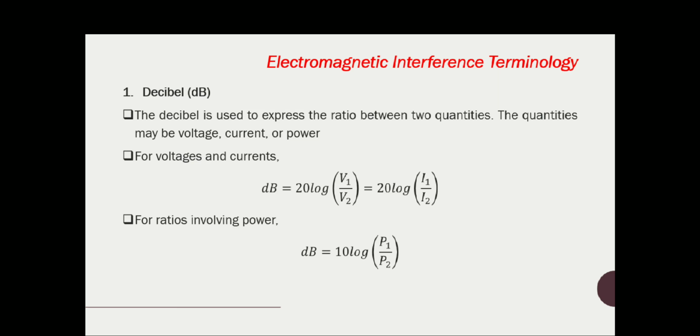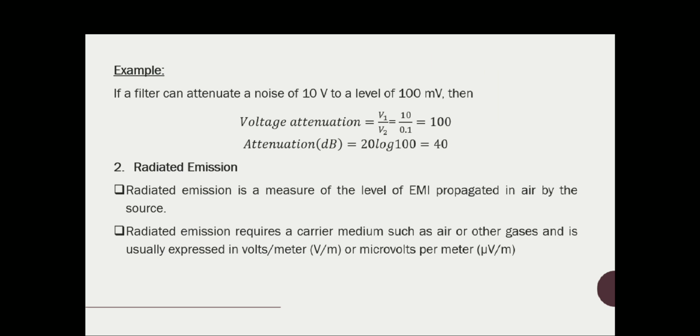For voltage and currents, dB is equal to 20 log V1 by V2 or 20 log I1 by I2. For ratios involving power, dB is equal to 10 log P1 by P2, where P is the active power. For example, if a filter can attenuate a noise of 10 volt to a level of 100 millivolt, then voltage attenuation V1 by V2 is 10 by 0.1, that is 100. In dB the attenuation is 20 log 100, that is 40.